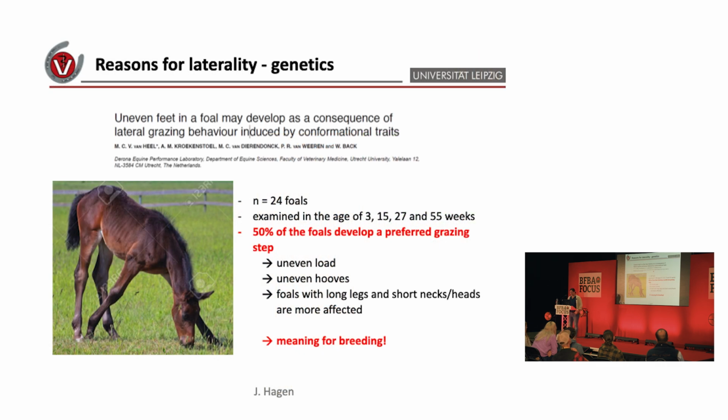What we definitely know by research is actually that we have a genetics, so that means we definitely know that foals develop a preferred grazing step, so usually one limb is in front, one is in the back. Also related to their body conformation, the longer the legs, the shorter the neck and the head, the more they have to spread out and the more obvious becomes the laterality. And you can imagine the forelimbs, the front foot here has a lot of pressure on the heels and is growing into the toe.